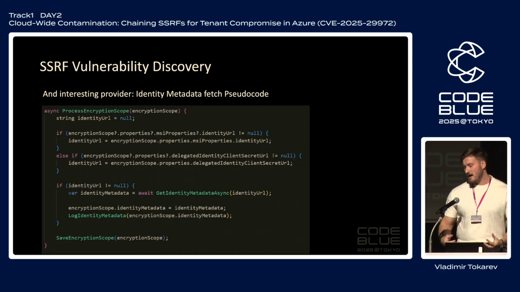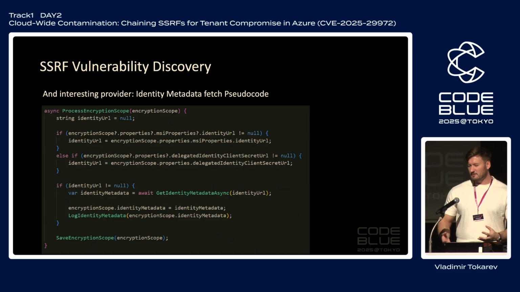Now let's take a deeper dive into how exactly this whole thing works. We said that we have encryption scope, and one of the most popular functions in the encryption scope is the process encryption scope. It is used a lot because it's a method that's called for different triggers, such as creating a new encryption scope, updating it, removing it, etc. Now, this is a pseudocode of the method. There is a lot more logic there, and for security reasons, I didn't want to put it here.